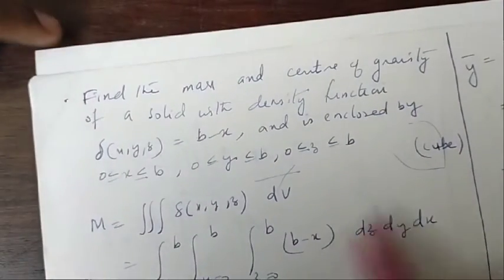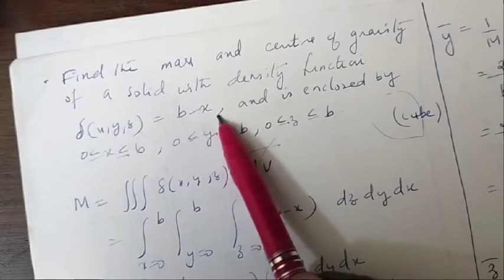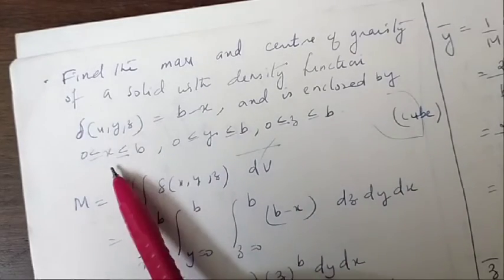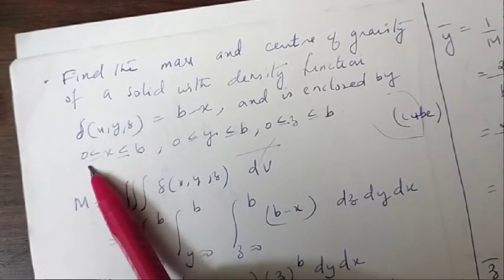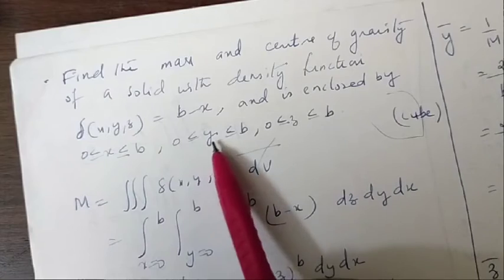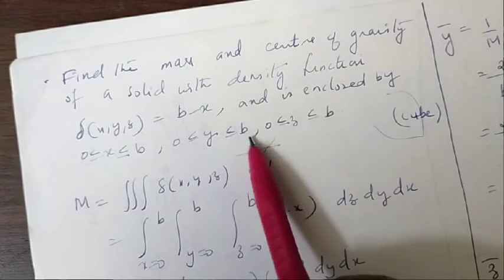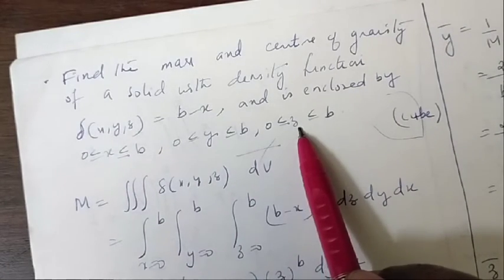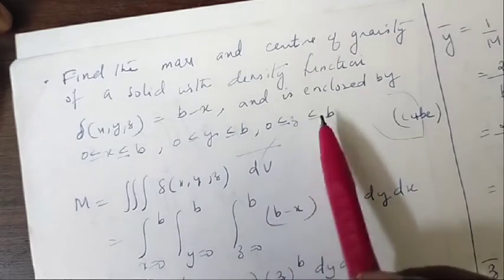Next one, find the mass and center of gravity of a solid with the density function delta of x, y, z is b minus x and is enclosed by the cube. It is 0 less than or equal to x less than or equal to b, 0 less than or equal to y less than or equal to b, 0 less than or equal to z less than or equal to b. So the region is a cube.